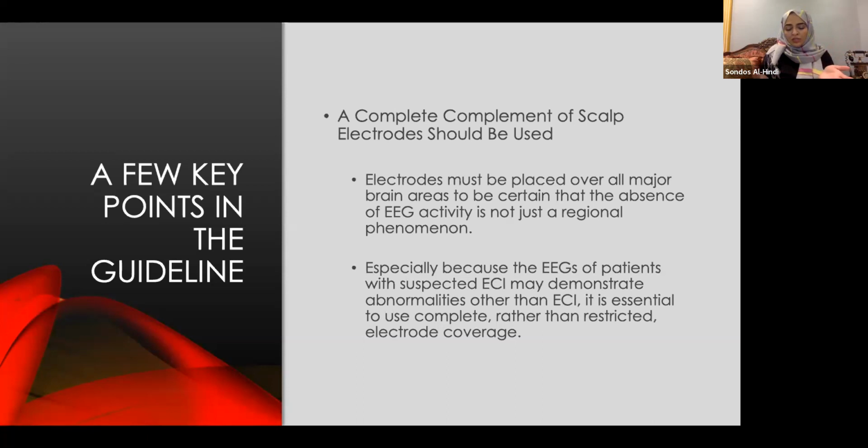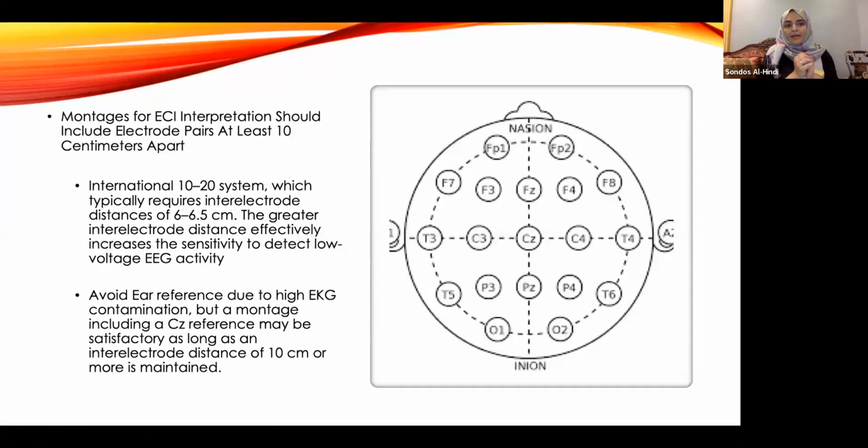Now, when we put a full set of electrodes, then we can play with the montage and do a brain death montage after that. So this is a full set of electrodes, the 10-20 international system. The montage for the brain death or electrocerebral activity should, as I said, have at least 10 centimeters apart. Usually we have these 10-20 electrodes about 6 to 6.5 centimeters apart. But when we're doing the brain death montage, we skip one electrode.